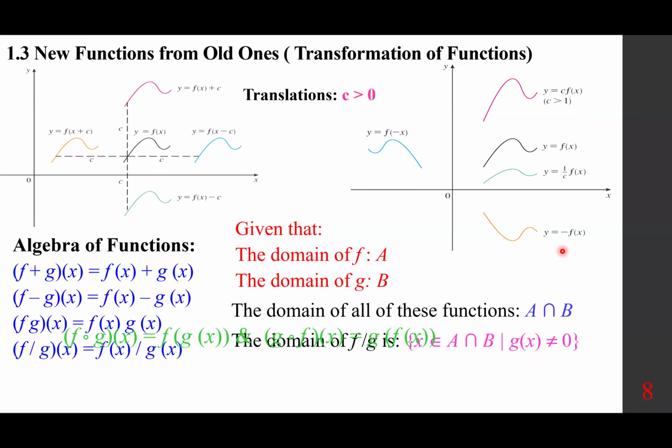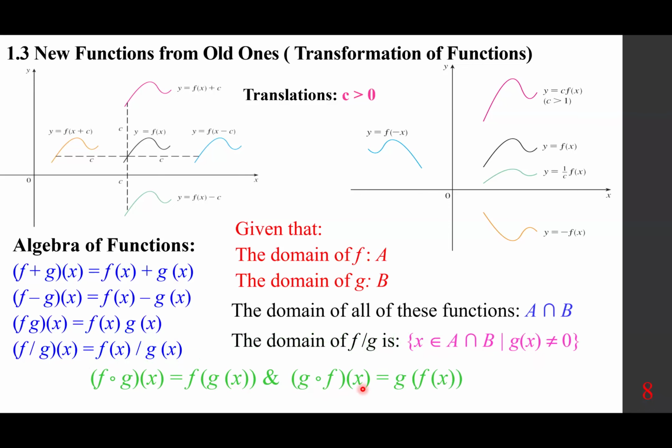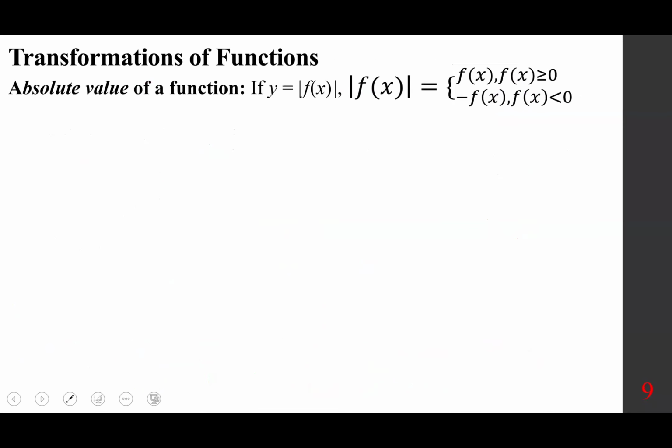F of g by definition is f of g of x. G of f by definition is g of f of x. The composite functions f of g and g of f are not the same. Okay. And they become the same if the two are inverse functions, such that f of g equals g of f equals x. F of f inverse equals f inverse of f. All right. Absolute value of a function, if y is absolute value of f of x.